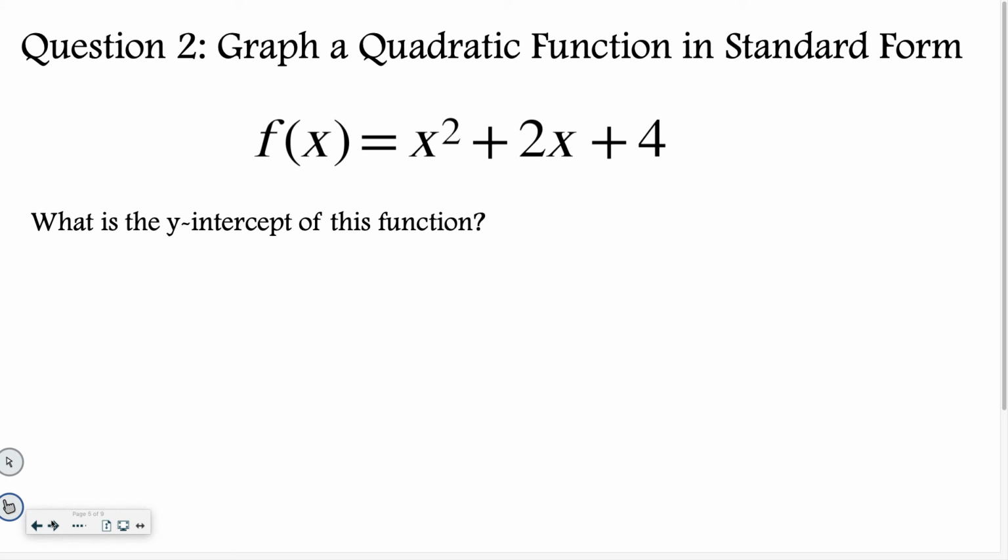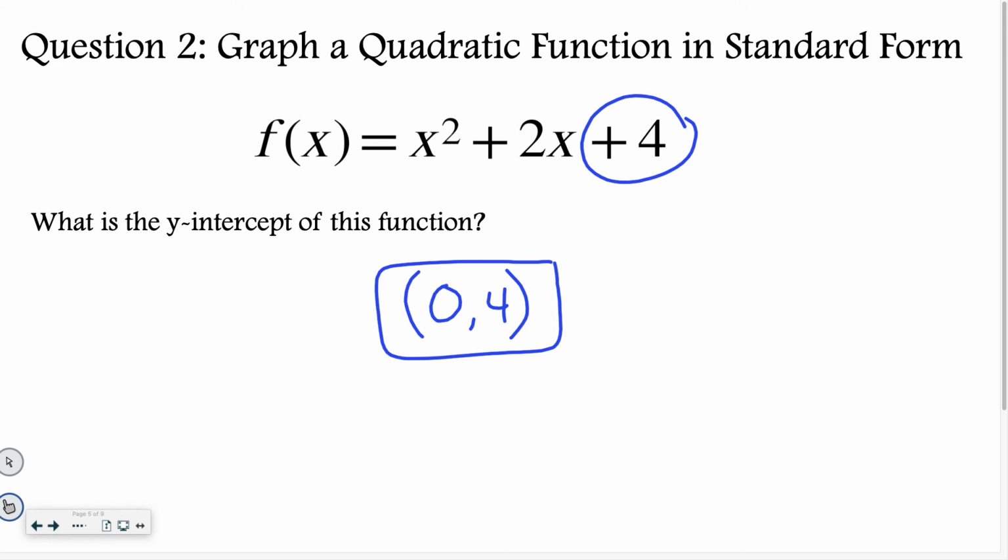It is now your turn. Here is your function. I want you to determine what is the y-intercept. Write it as an ordered pair. Good luck. All right, for this problem, hopefully you realize that your C value is 4. Therefore, the ordered pair would be 0, 4.